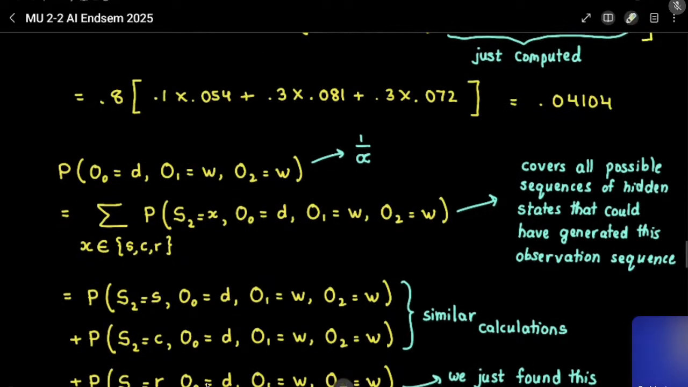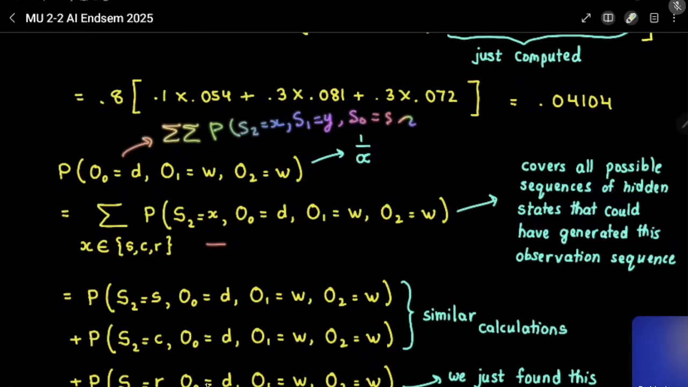Generally, you could have expanded it this way. You could have written summation. You could have expanded this as summation probability of S2 equal to some x, probability of S1 equal to some y. We already know that S0 is always S because probability of S0 is S, and then O0 is D, O1 is W, O2 is W. And the summation is over X and Y. You could have directly written this, but what we'll do is we'll go step by step.